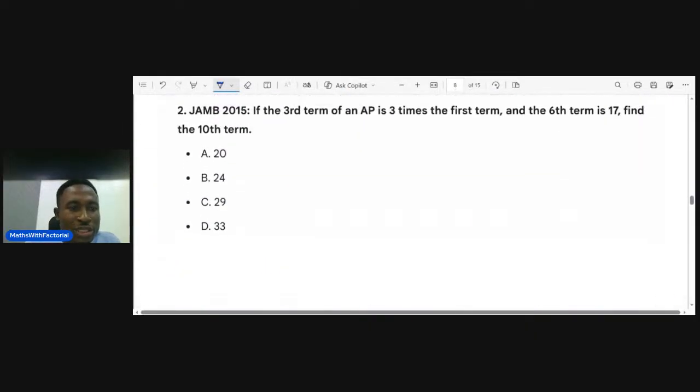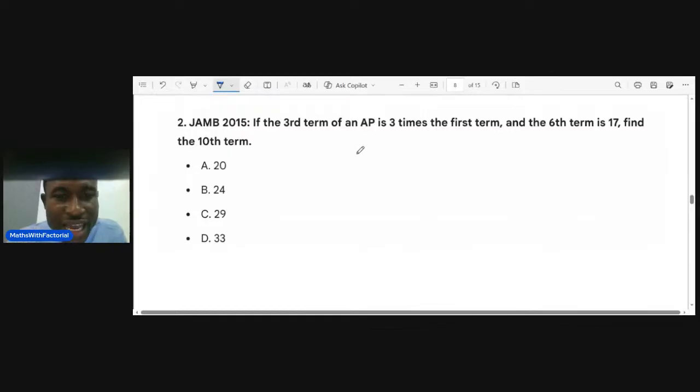So the next question says, if the third term of an AP is 3 times the first term, it's still English. Like I told you, mathematics is simple. Word problem is the simplest. I can assure you that. Any word problem question, you should be able to solve it. Because all you just need to do is to interpret whatever it is you're given to get your equation and you can solve. All right.